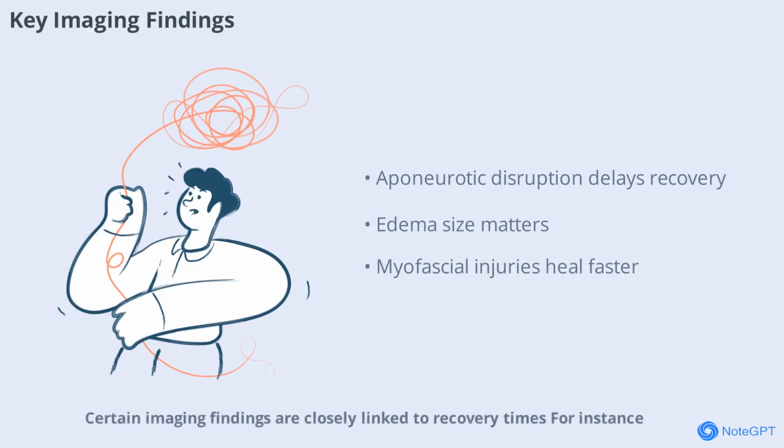Certain imaging findings are closely linked to recovery times. For instance, injuries involving aponeurotic disruption or large areas of edema generally require longer rehabilitation. Myofascial injuries, on the other hand, tend to heal faster. The presence of intermuscular hematomas, asynchronous muscle motion, or significant tendon involvement are all red flags for prolonged recovery. By identifying these features early, clinicians can set realistic expectations and tailor rehabilitation protocols.